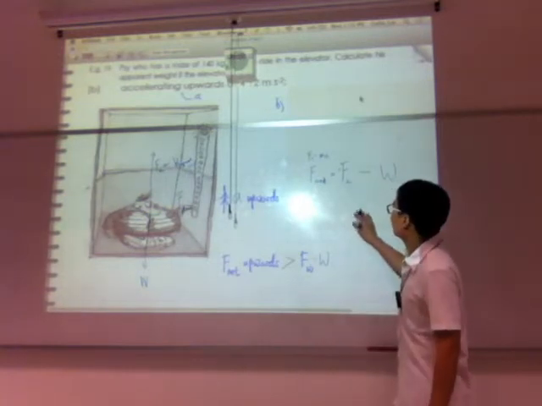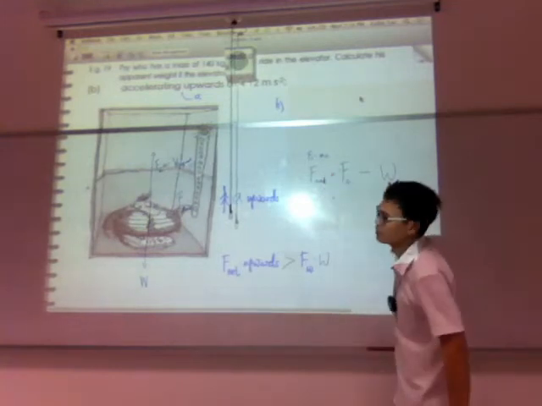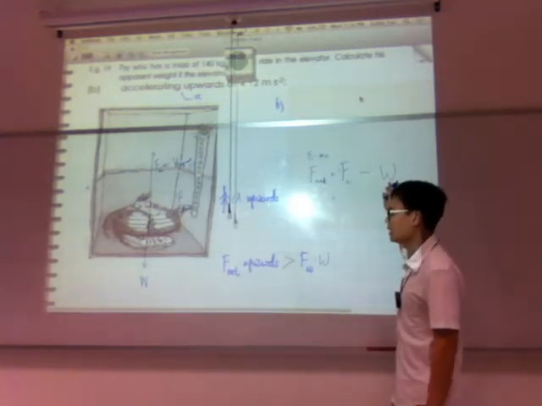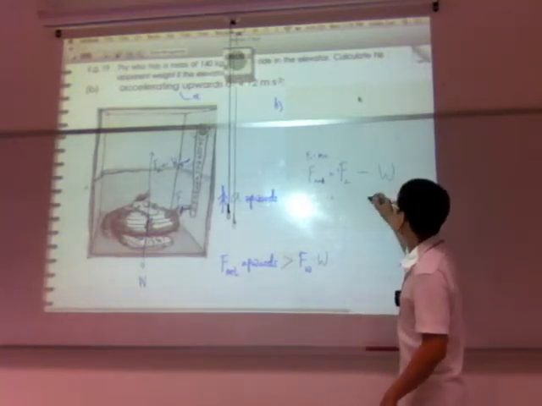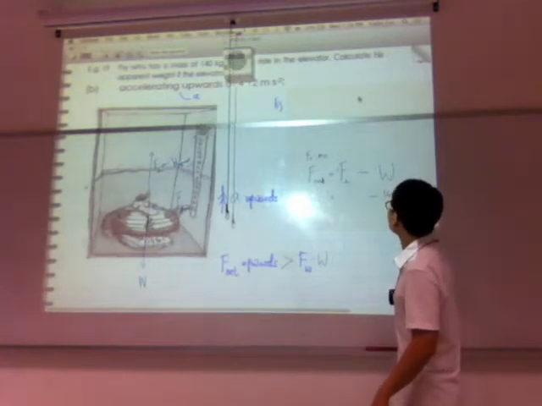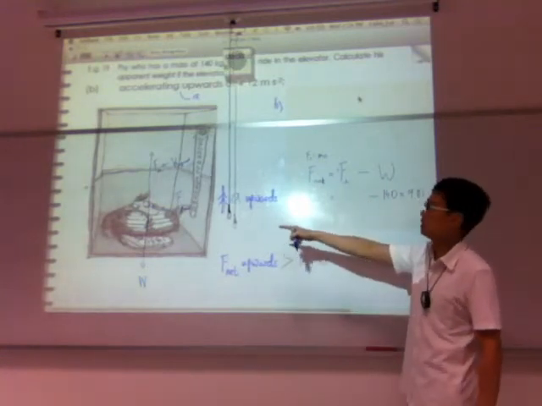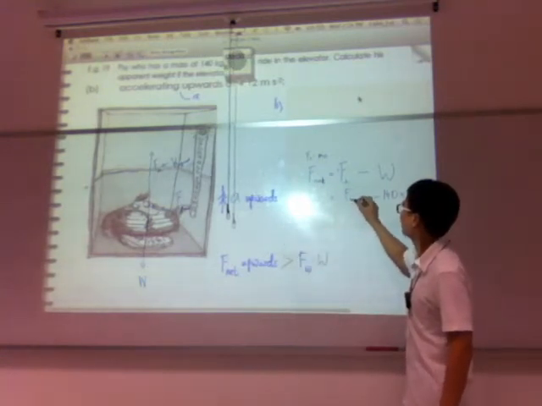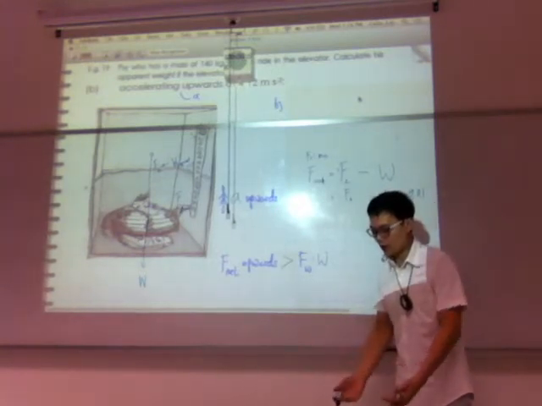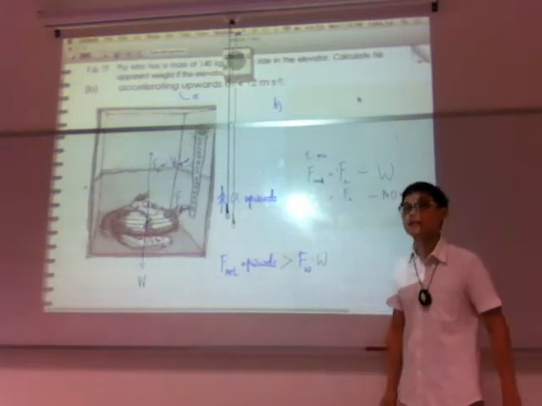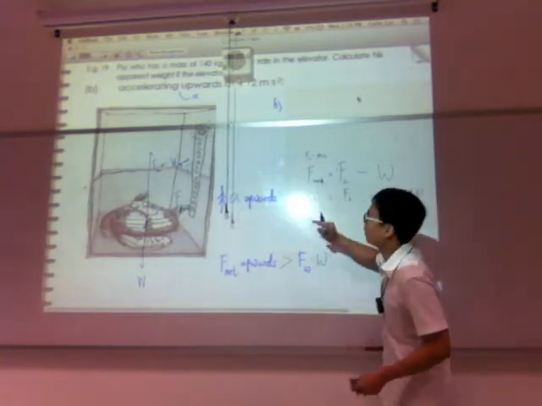So this weight is already provided because he has a mass of 140. And we know that we calculate weight by taking the mass multiplied by 9.81. So we would just write there minus 140 times 9.81, right? And how do we calculate the normal force? The normal force is what we are trying to find out. If we can find out how much force the floor is acting on the person, we will know his apparent weight.